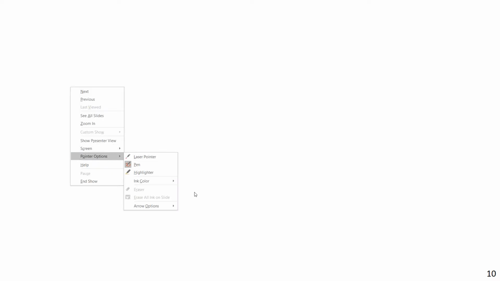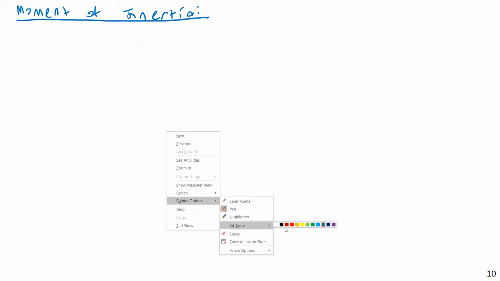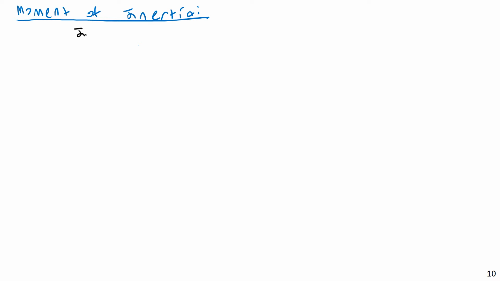Okay, so building on what we've seen in Part 1 and Part 2, I'm going to go over a little bit of integration tips and tricks first on moment of inertia. First of all, we have our two basic formulas: Ix is equal to the integral of y squared dA, and Iy is equal to the integral of x squared dA.